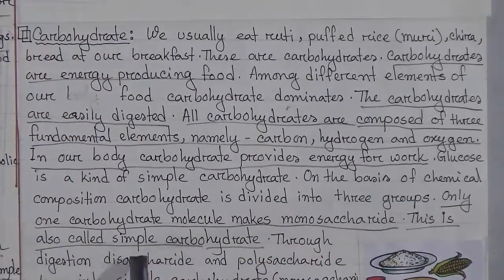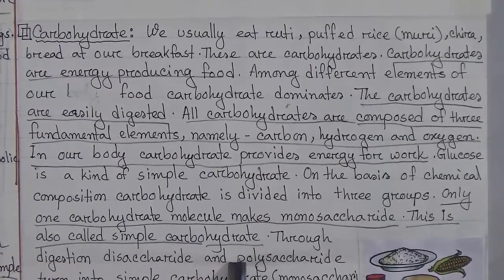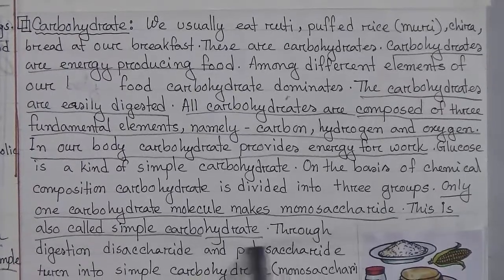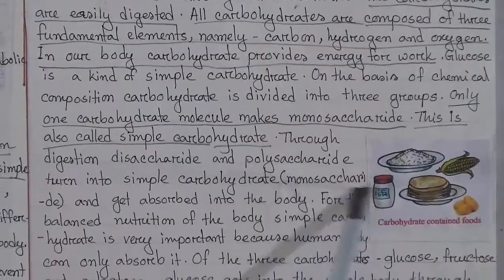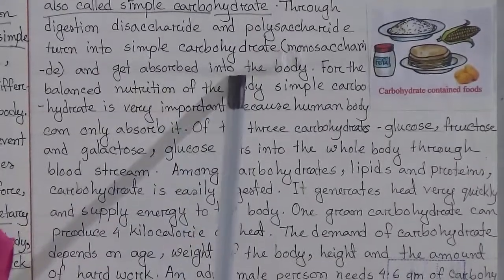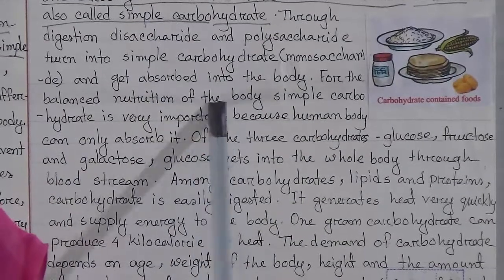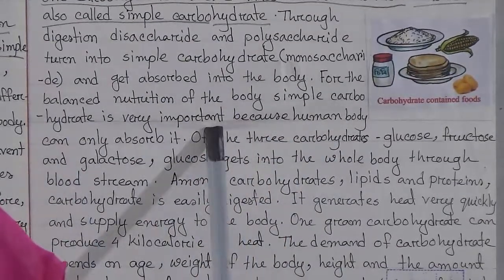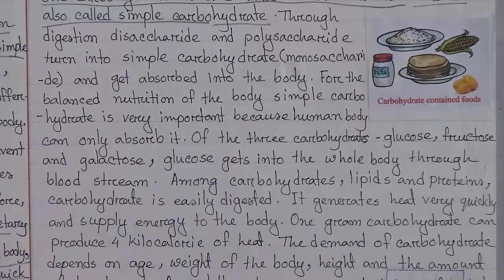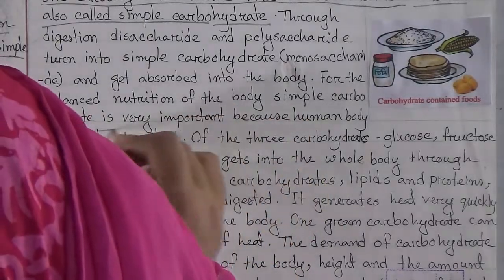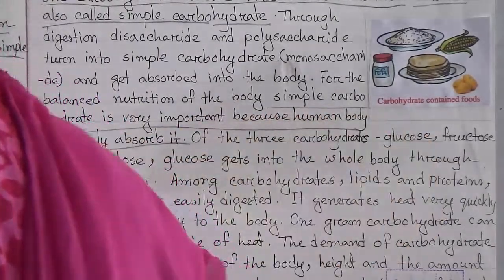Through digestion, disaccharide and polysaccharide turn into simple carbohydrate, that means monosaccharide, and get absorbed into the body. For the balanced nutrition of the body, simple carbohydrate is very important because the human body can only absorb simple carbohydrate.